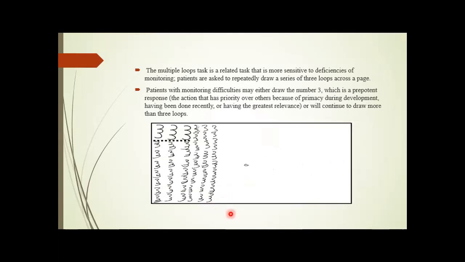The multiple loops task is a related task that is more sensitive to deficiencies of monitoring. Patients are asked to repeatedly draw a series of 3 loops across a page like this. Patients with monitoring difficulties may either draw the number 3, like the patient has drawn here, which is a prepotent response, the action that has priority over others because of primacy during development, having been done recently or having the greatest relevance, or will continue to draw more than 3 loops, like the patient has drawn here.